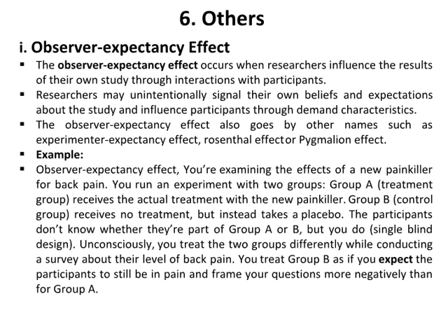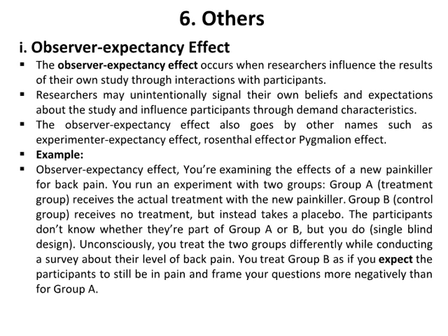First is observer expectancy effect. The observer expectancy effect occurs when researchers influence the results of their own study through interactions with participants. Researchers may unintentionally signal their own beliefs and expectations about the study and influence participants through demand characteristics. The observer expectancy effect also goes by other names such as experimenter expectancy effect, Rosenthal effect, or Pygmalion effect.